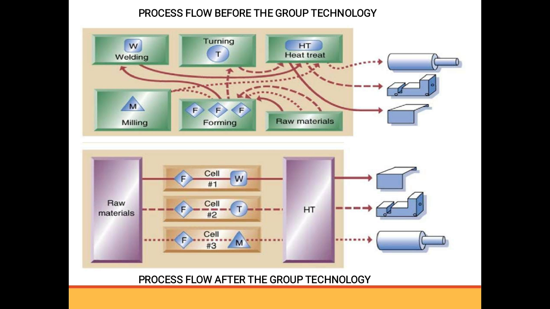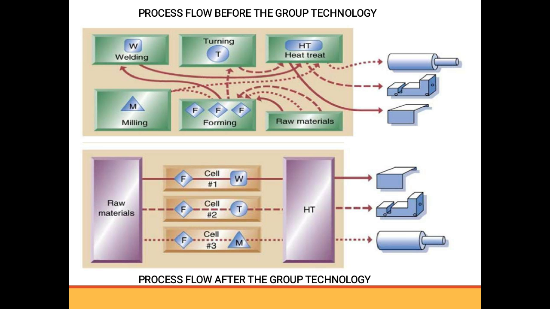In the next slide, let us see the process flow before group technology and the process flow after group technology. If we consider here, the different sections in the layout are available, that is welding section, turning section, heating section, milling, forming and raw material. Also the material flow, or material handling, is indicated here. If we consider the process flow before the group technology arrangement, this is very random and it might lead to congestion or bottlenecks.